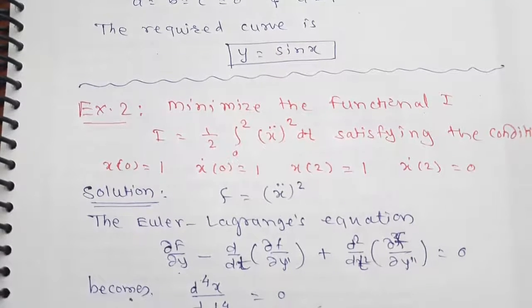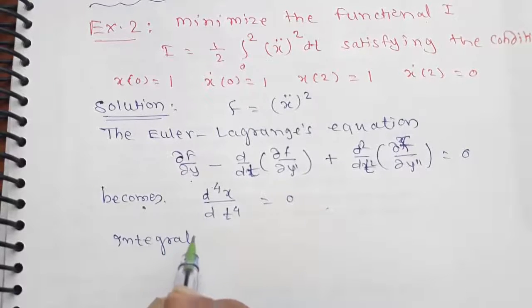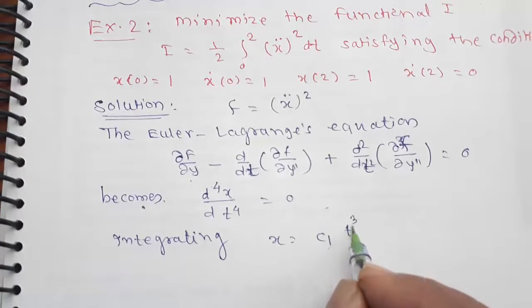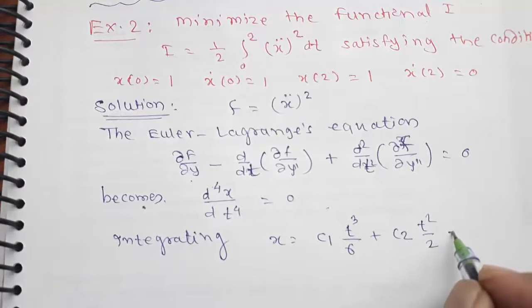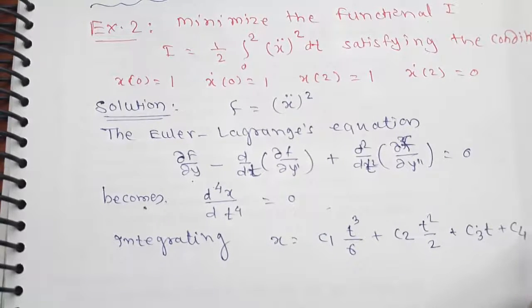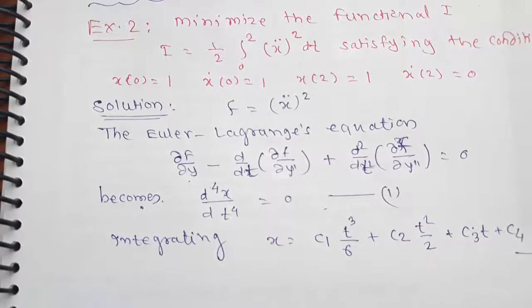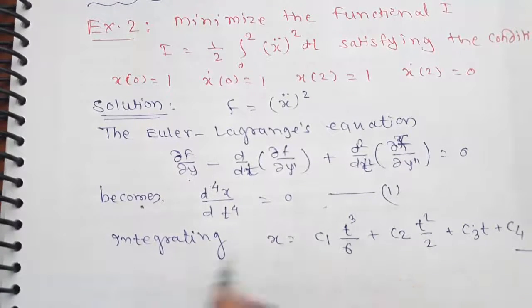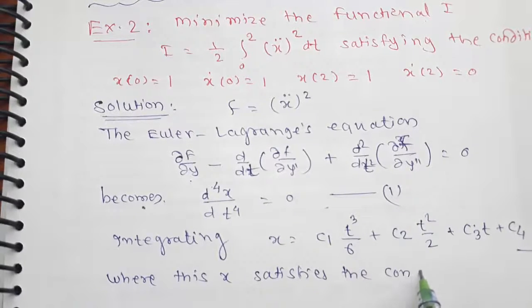And hence integrating 4 times we will get x equal to c1 t cube by 6 plus c2 t square by 2 plus c3 t plus c4. This is equation 1, and this solution is equation 2, where this x given in 2 satisfies the boundary conditions given in the problem.